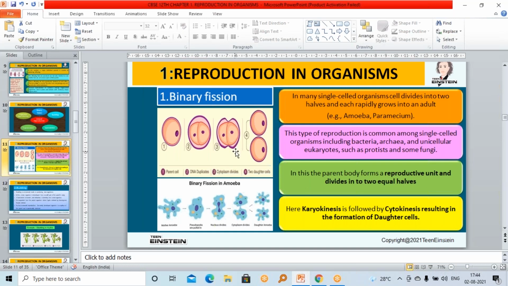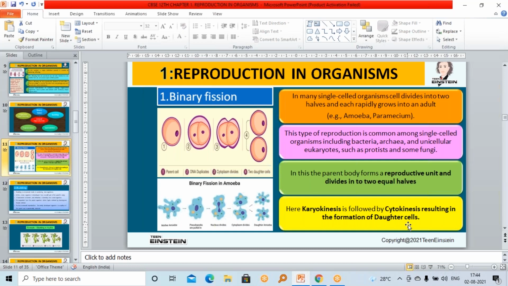So in many single-celled organisms, the cell divides into two halves and each will rapidly grow into an adult. For example, in amoeba and paramecium, binary fission is taking place. This type of reproduction is common among single-celled organisms including bacteria, archaea and unicellular eukaryotes, such as protists and some fungi. Not in all, only in some fungi this binary fission is happening.